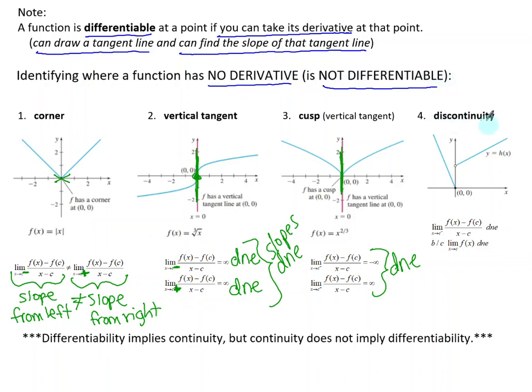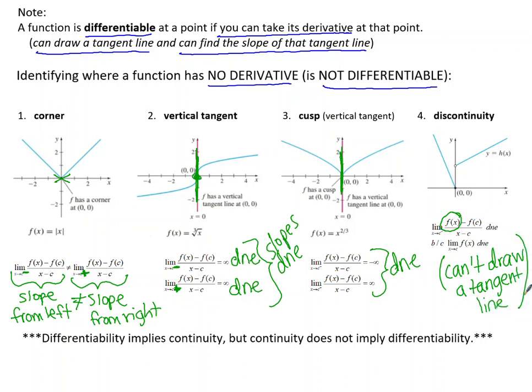Finally, a discontinuity, such as at the x value 0 on this graph of y equals h of x. The slope at a discontinuity does not exist. Why? Because the limit of this part of the slope does not exist. Another way to think of it is I can't draw a tangent line.